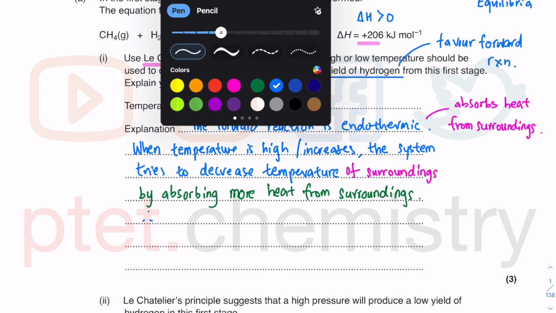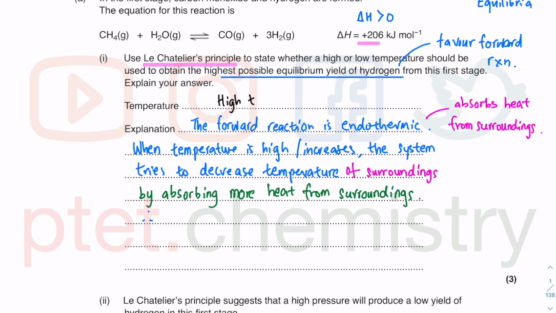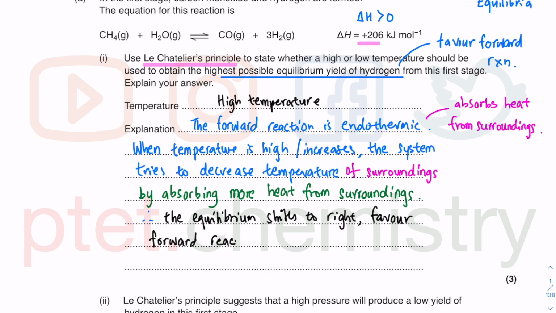So very clearly, the answer has got to be high temperature, or very high temperature, whichever one you choose. When you absorb more heat from the surroundings, the equilibrium shifts to the right hand side. And when you shift to the right hand side, you favor the forward reaction because you are going in the same direction as the forward reaction, which absorbs heat from the surroundings. Therefore, the forward reaction is favored. And when you favor the forward reaction, we will get more hydrogen, and that means the equilibrium yield of hydrogen is going to be higher.